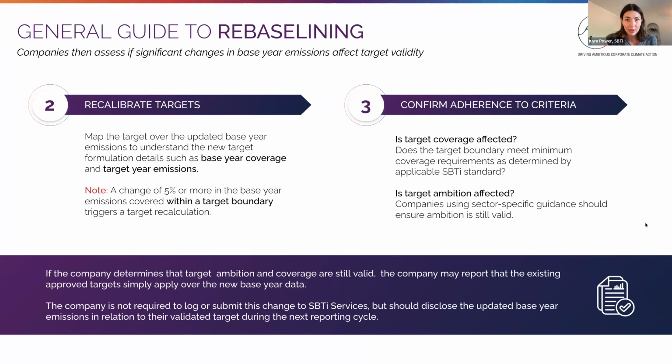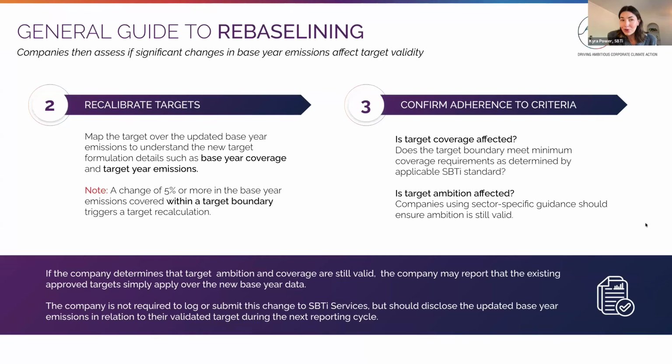Next is target ambition. So companies using a sector-specific methodology should check if their ambition is still valid when applied to the new base year inventory by entering their updated data into the relevant SBTi target setting tool. So essentially, if the ambition line from that updated base year and the existing target year falls below the required rate of reduction, then the target is no longer valid. That's when we're triggering a recalculation and revalidation.